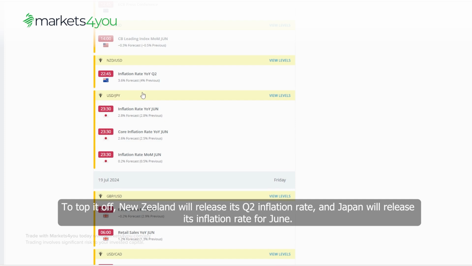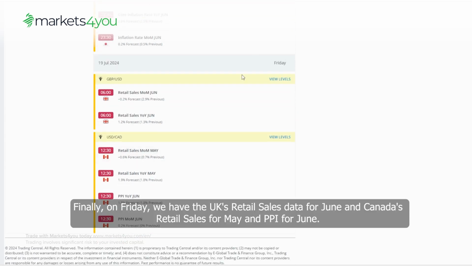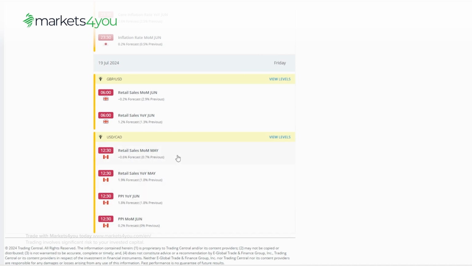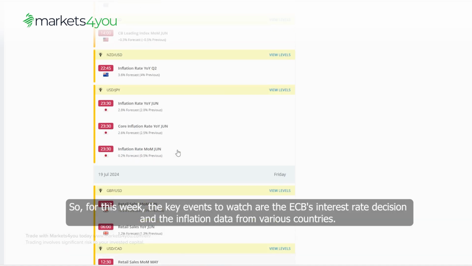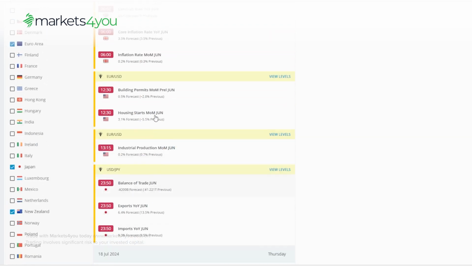To top it off, New Zealand will release its Q2 inflation rate, and Japan will release its inflation rate for June. Finally, on Friday, we have the UK's retail sales data for June and Canada's retail sales for May and PPI for June. So, for this week, the key events to watch are the ECB's interest rate decision and the inflation data from various countries.